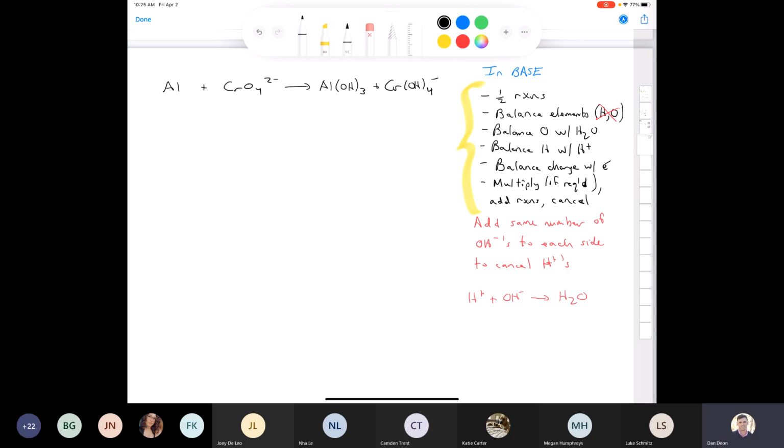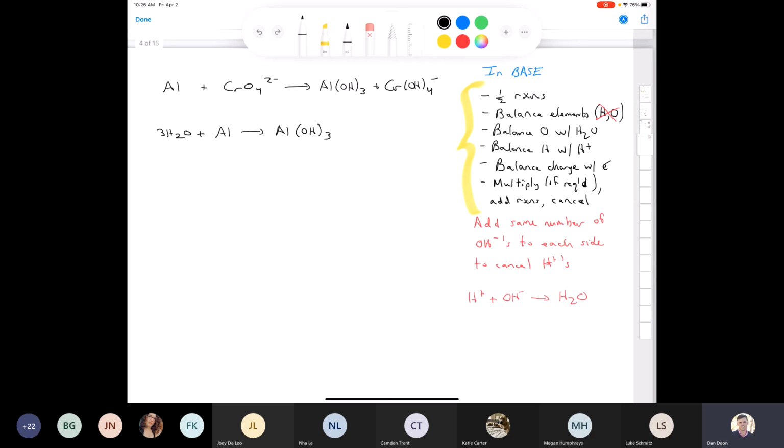Now, let's take a look. Let's start by writing out the oxidation reaction, which is aluminum gives you Al(OH)3, right? You're going from 0 to +3, so that's oxidation. Let's start by balancing out the aluminum. That's done. We'll balance the oxygen with water. So that means we need three water molecules on this side. So 3 H2O.